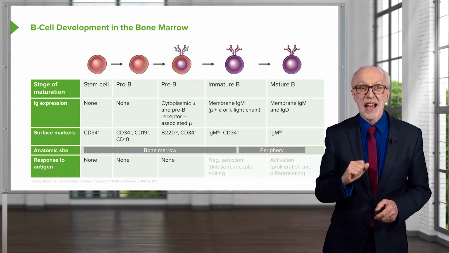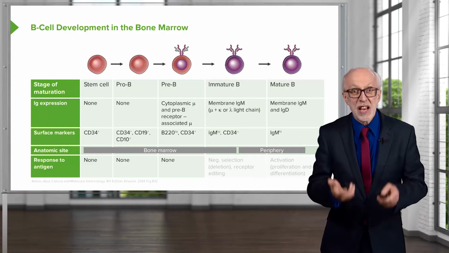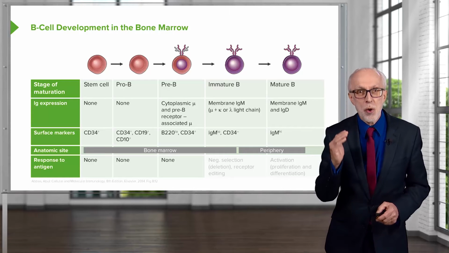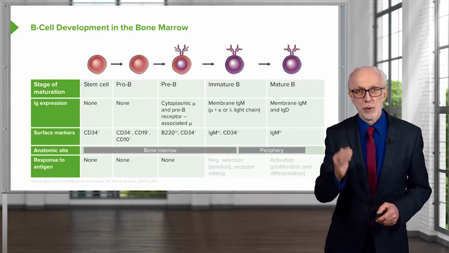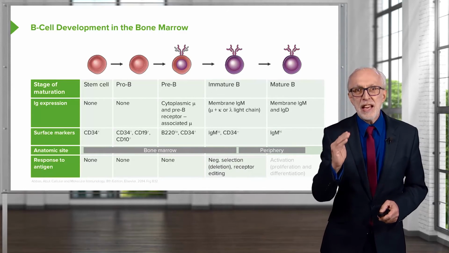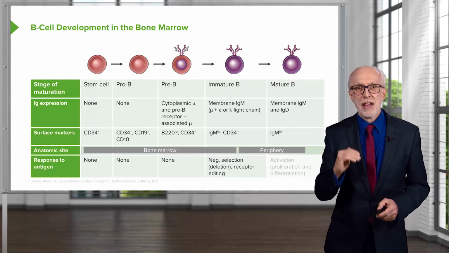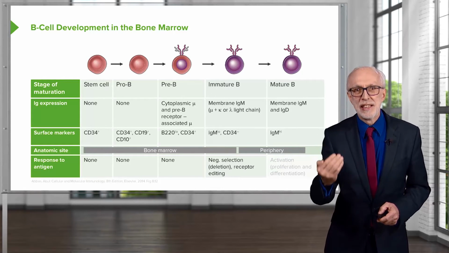The response to antigen: clearly if the B cell doesn't have an antigen receptor on its surface, it can't respond. It has no way of responding to antigen. So because there is no surface antibody on stem cells, pro-B cells, or pre-B cells, there's no response to antigen. At the immature B cell stage, when there is low-level expression of IgM, the B cells can undergo what is called negative selection or deletion.